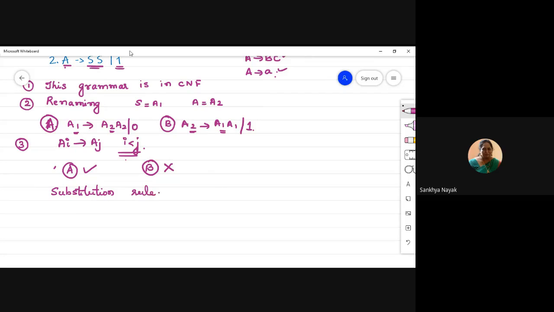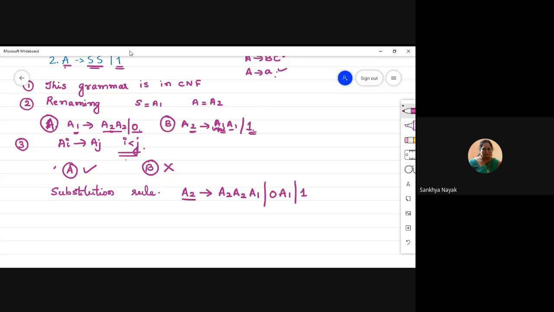What is the substitution rule? That is, in place of A1, you replace whatever is the right hand side of A1. So now A2 becomes, only for the first part. What A1 is, it is A2 or 0. So I will rewrite that as A2 in place of the first A1, and then the second A1 will be held as it is. And it also has 0, right? So 0 and the second A1 will be maintained as it is, or 1, which is its own.